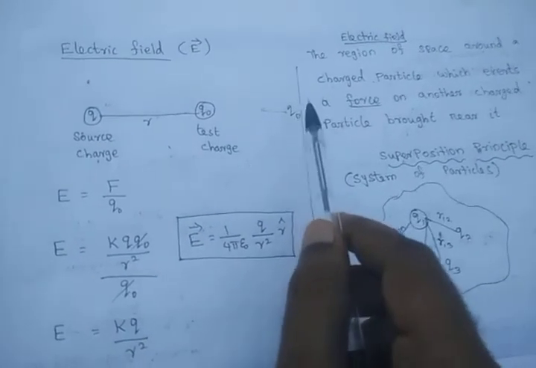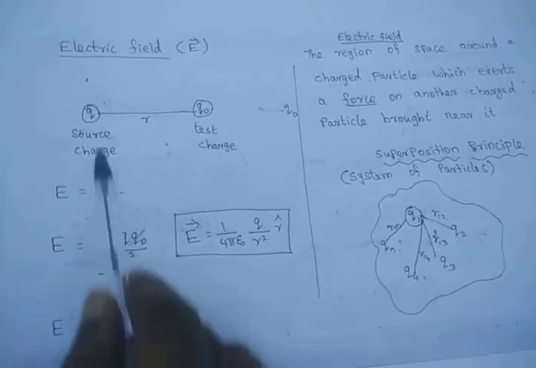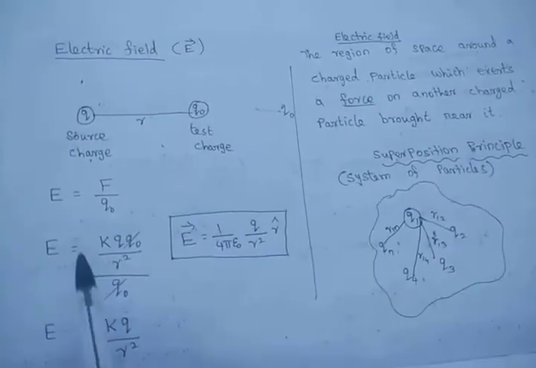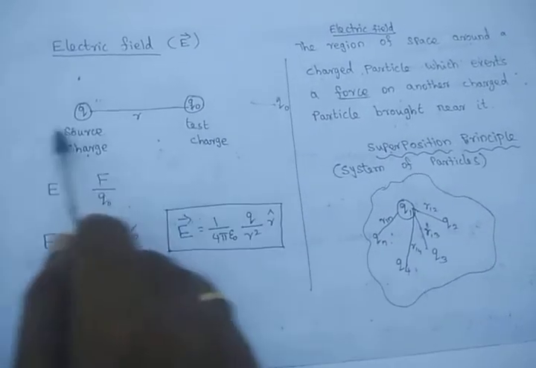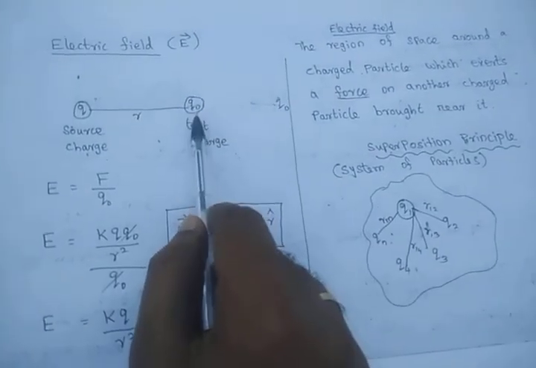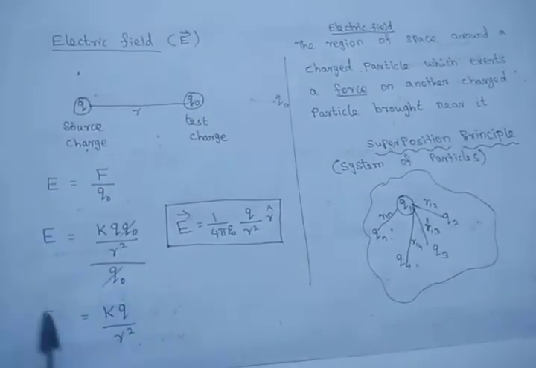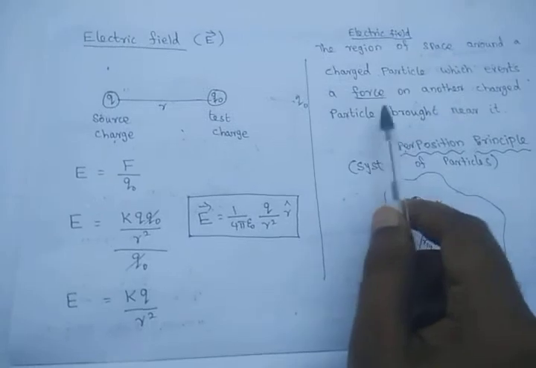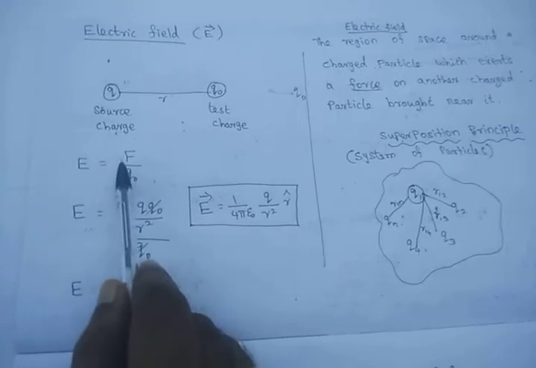When the test charge is brought from infinity or some other point nearer to this source charge, this source charge will exert a force on this test charge only at that particular point. That means when the test charge enters the region around this source charge, we say that at this point, this test charge Q naught experiences some force due to this source charge. So we can define that electric field is the force exerted by the source charge on the test charge. So E is equal to F by Q naught.